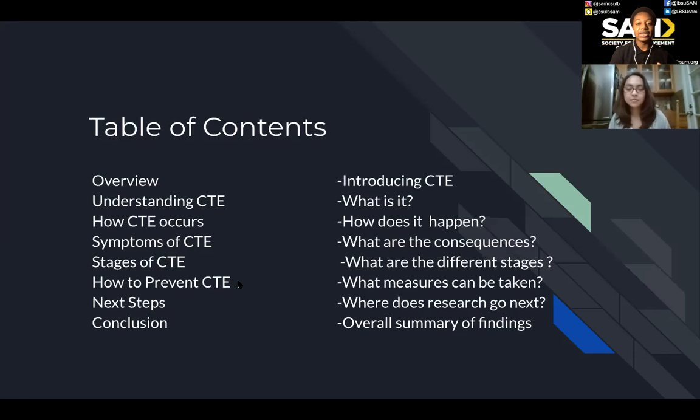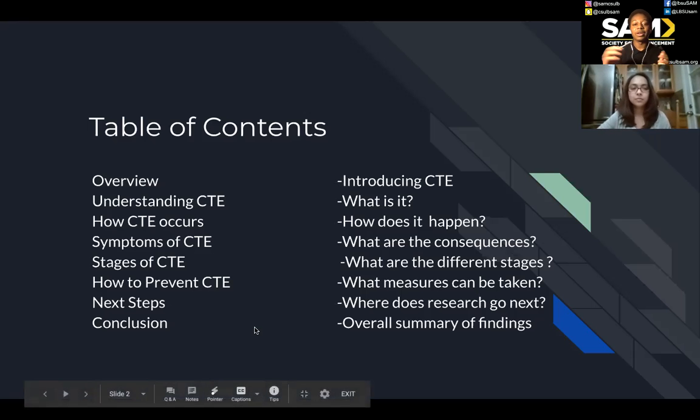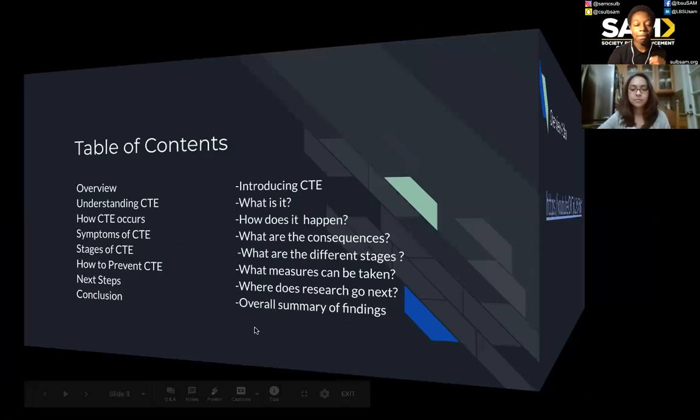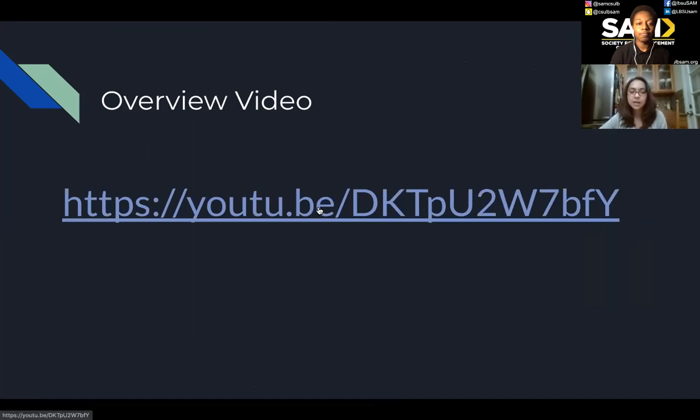How to prevent CTE: what measures can be taken in order to prevent this disease from occurring in the brain. Next steps: where does research go next in dealing with CTE? And then conclusion, where we talk about our overall summary of our findings. Next, we have an overview video where Dr. Ann McKee explains what CTE is.